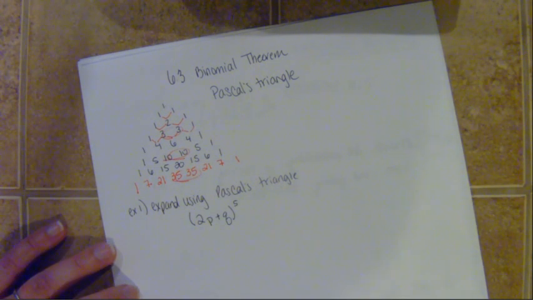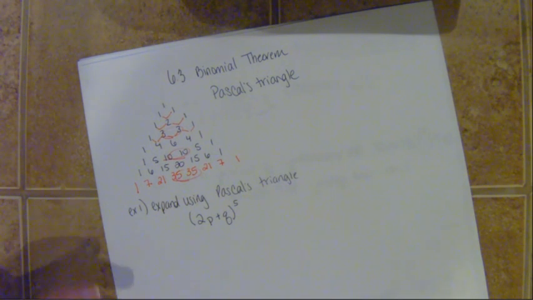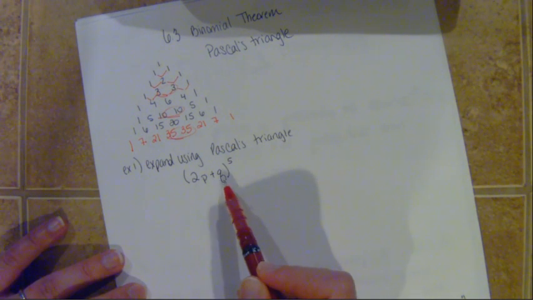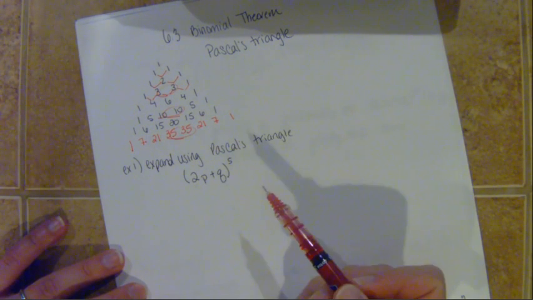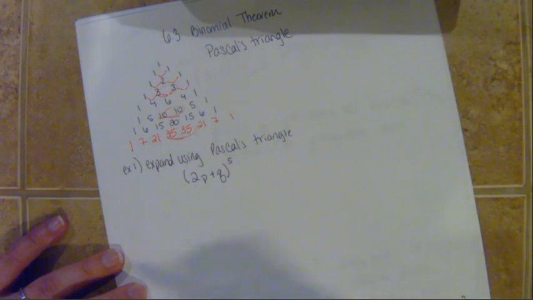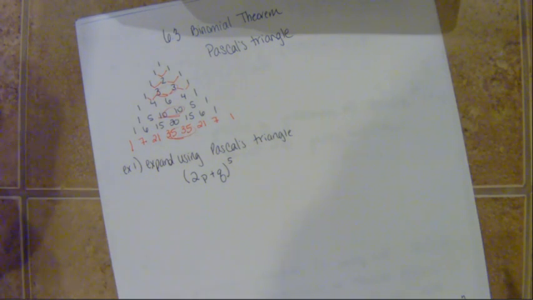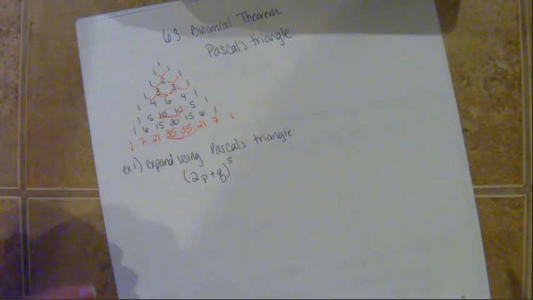We're going to be doing binomial expansions, starting with Pascal's triangle and then moving to the binomial theorem. Instead of having to write out 2p plus q five times, that'd be a lot. We'd have to do foiling five times. It would get very messy, and there'd be a lot of room for error. What we're actually going to do is use Pascal's triangle.